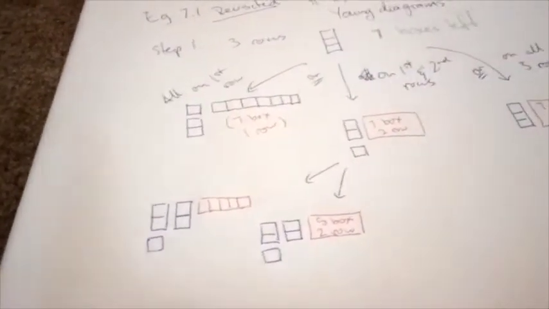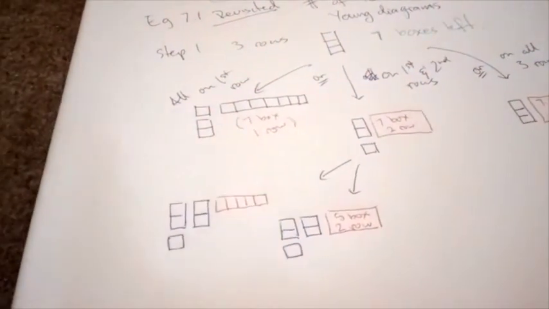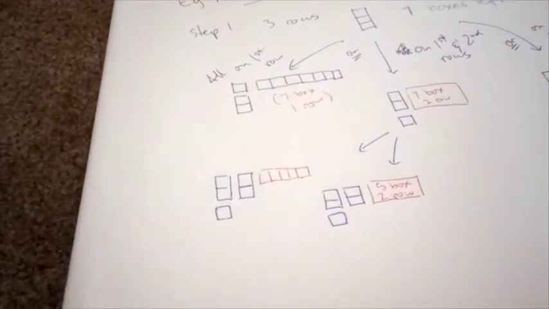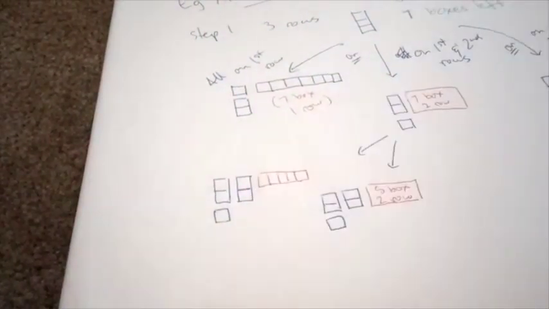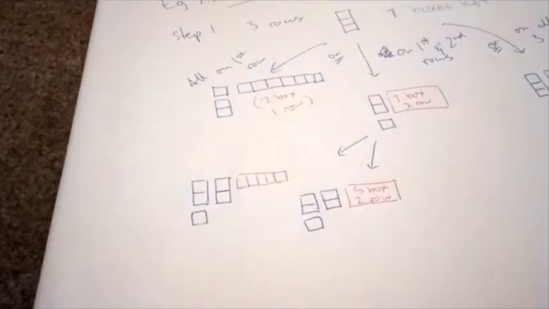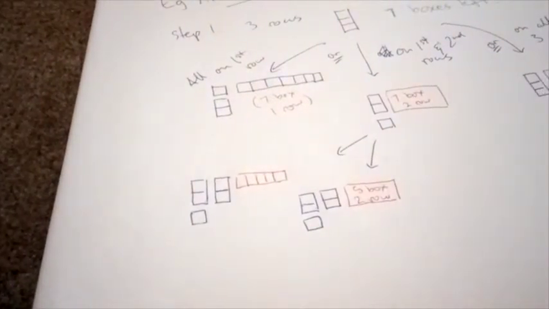Alright. And I'll keep going with this one, and I'll come back to the third option later. So there's, I've built that one, that's a five box one row. So a five box two row, what can I do?